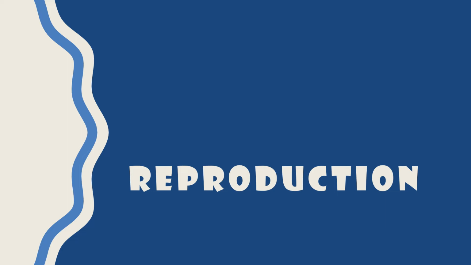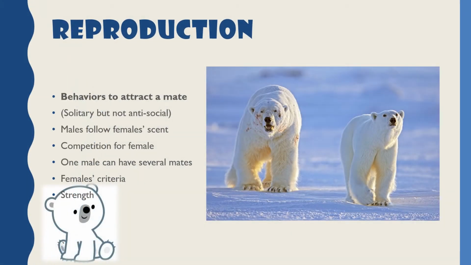The reproduction of polar bear. Adult polar bears are solitary, but not antisocial. They actively seek mating partners in the late spring and early summer. The behaviors to attract a mate.